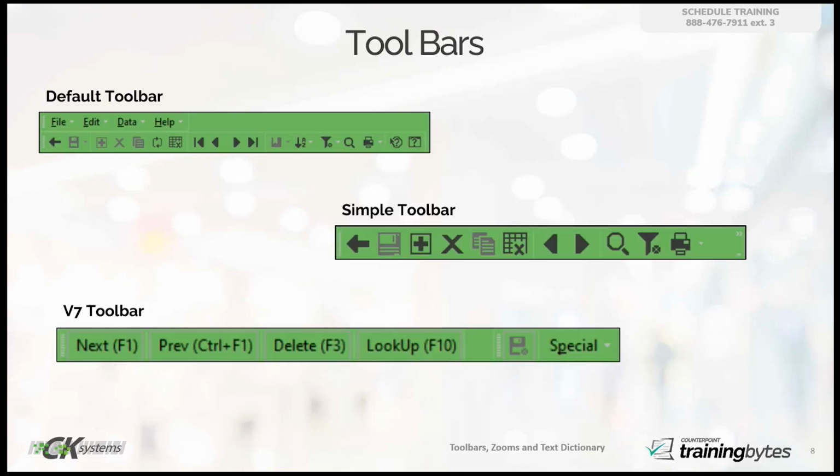These are the three toolbars that are available for each user. So each user can pick which one they want to use. There's the default, which has lots of icons and drop-down menus. There's the simple, which just has icons and they're a little bit larger than the default. And then there's the V7 toolbar. So those of you that were on an older version of Counterpoint before version 8, the V7 toolbar might be a little more familiar to you.